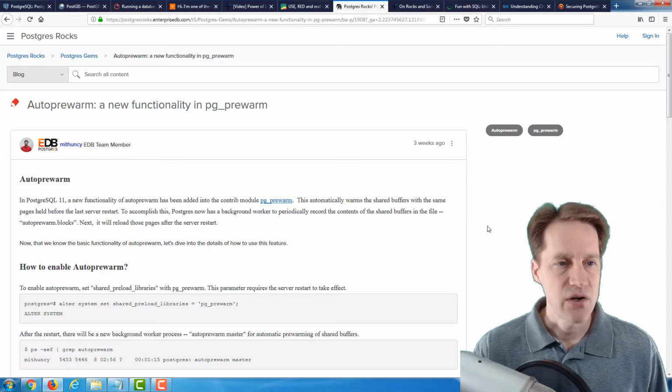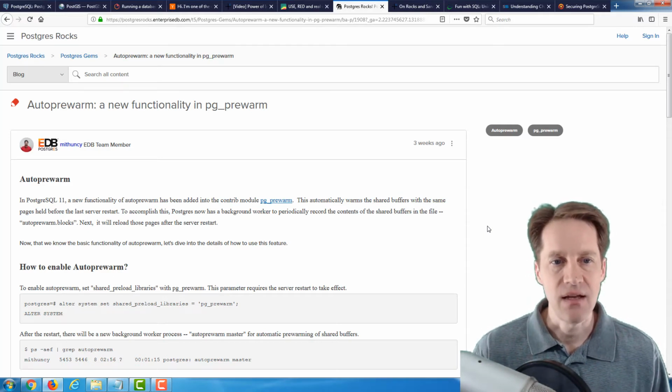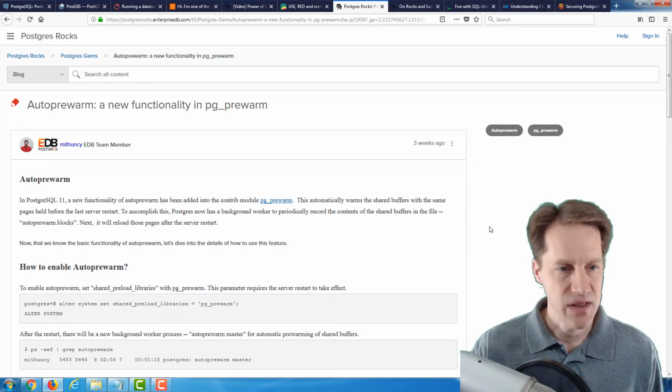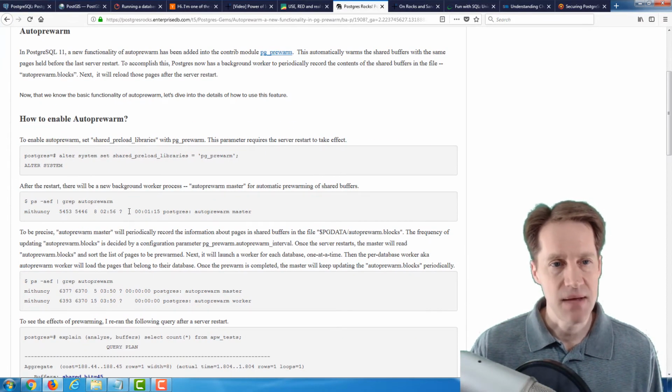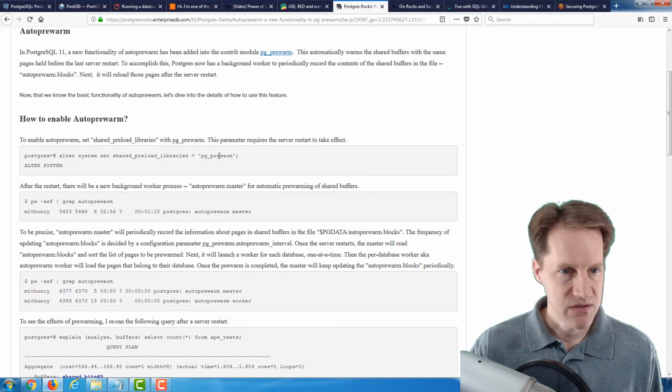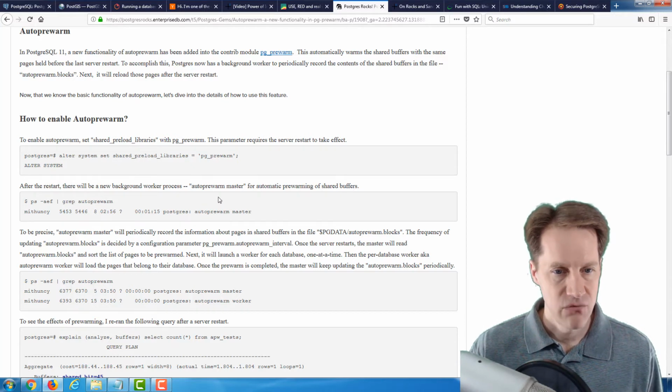The next article is Autoprewarm, a new functionality in pg_prewarm. And this is from the postgresrocks.enterprisedb.com site. Now this covers pg_prewarm, which had a new enhancement in PostgreSQL 11. This new feature automatically warms the shared buffers with the same pages held before the last server restart. So it basically pre-warms your cache and keeps it up to date. And it shows you the command to use to set it up. Basically it creates a background process that periodically records information about the pages in the shared buffers to keep it cached in the case of a restart.